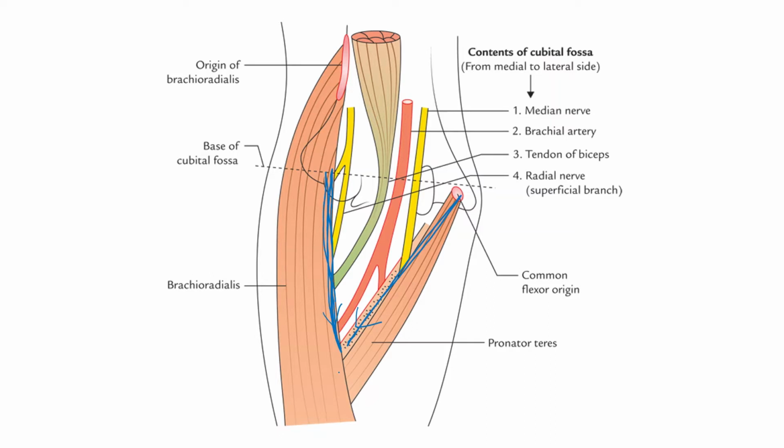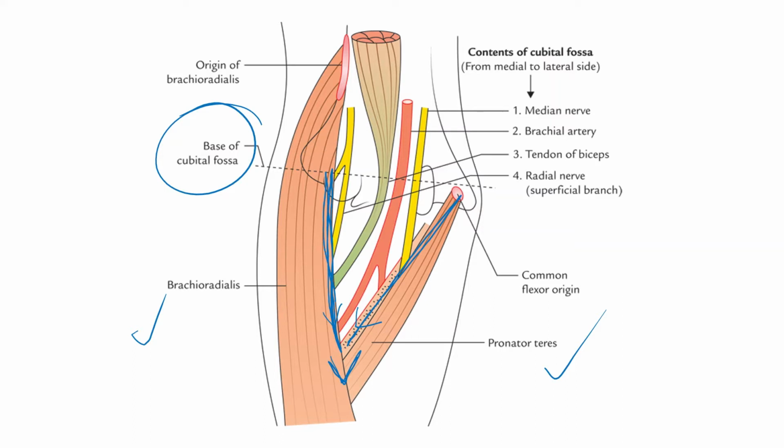The apex of the fossa is formed by the meeting point of these two muscles, that is pronator teres and the brachioradialis, whereas the base of the fossa is the imaginary plane which passes through the two epicondyles, that is the medial and the lateral epicondyles of the humerus. So this is about the boundaries of the cubital fossa.